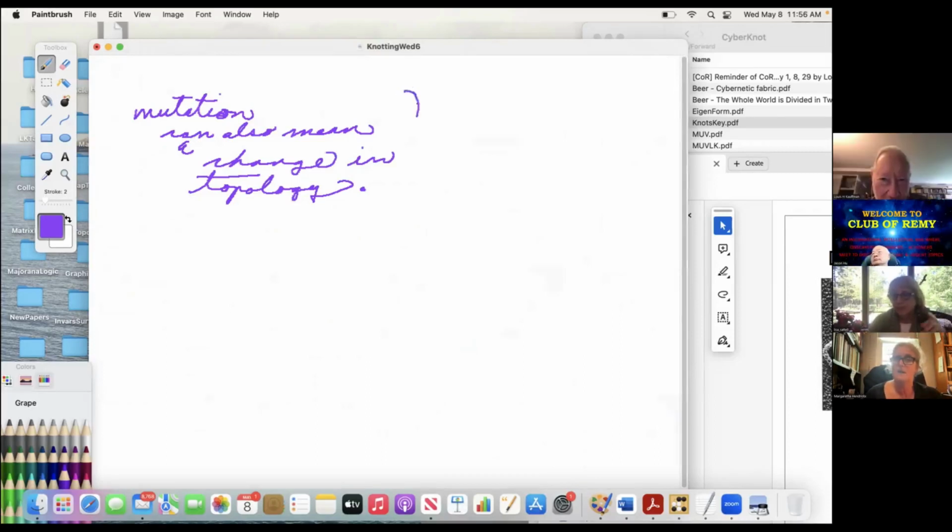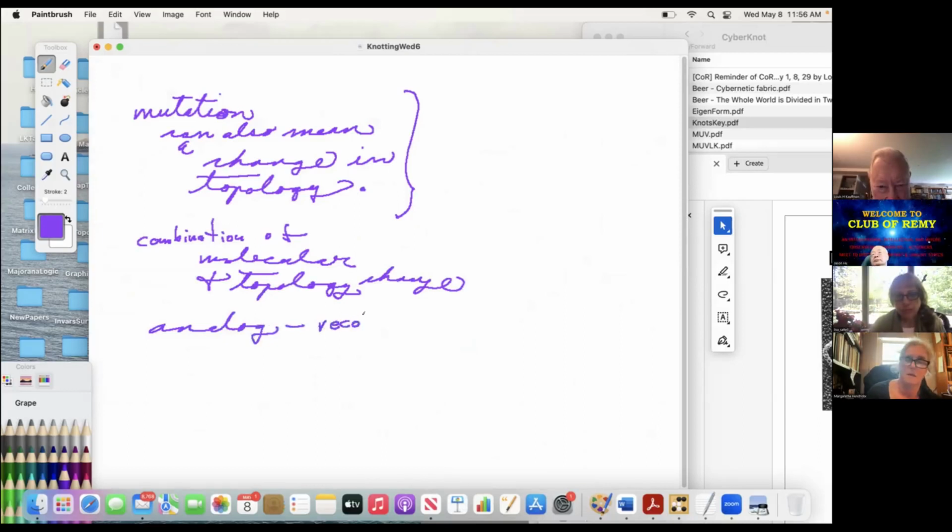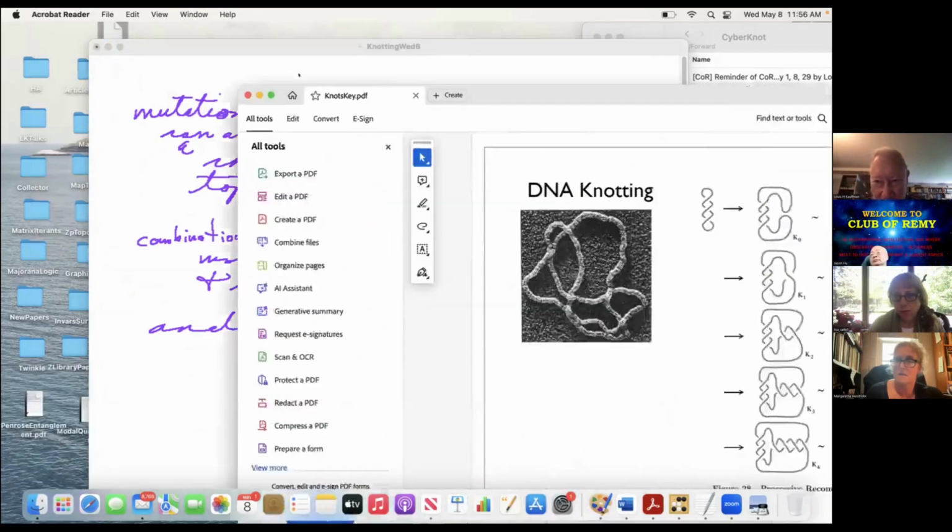So you might have a widened notion of mutation, where maybe there would be some combination of molecular and topological change. An example that's analogous to that is recombination. In molecular biology, there is a process that the enzymes do that's called recombination.